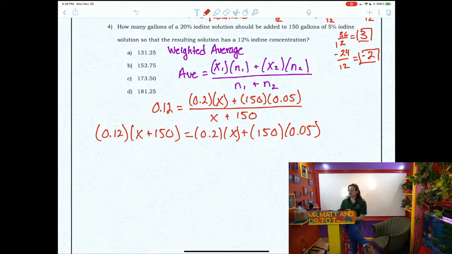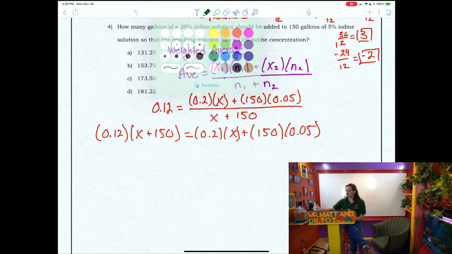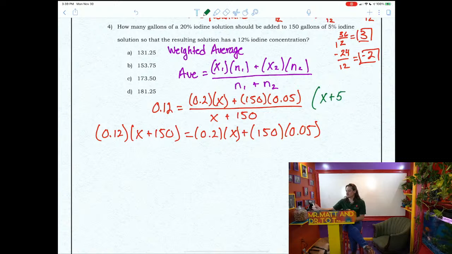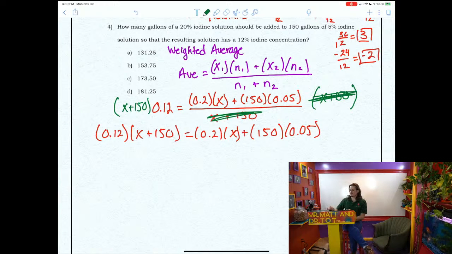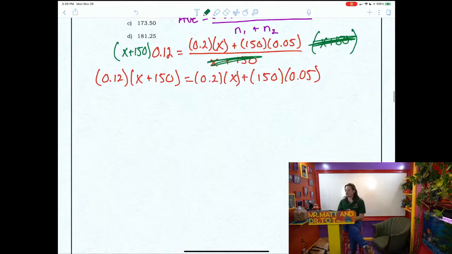I'm going to start to solve here by multiplying on both sides by X plus 150 in order to get rid of that denominator. So that eliminates on the right-hand side. And so to have 0.12 times X plus 150 is equal to 0.2 times X plus 150 times 0.05. Make sure that you distribute this 0.12 to both values inside of that parentheses.